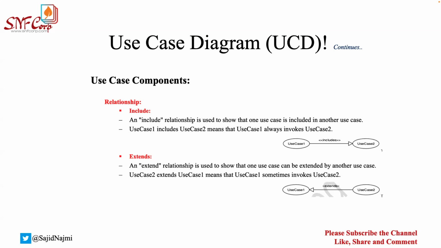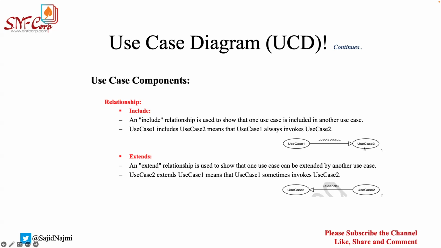They can use these arrows in any direction. That doesn't matter. The only thing is they have this include written. So whenever you see the include, you will for sure understand, okay, this is mandatory, you have to do this. And extend as in this is optional. It may invoke use case 2, it may not invoke use case 2. It's completely optional. It's not mandatory.